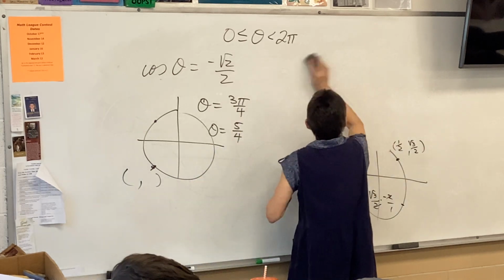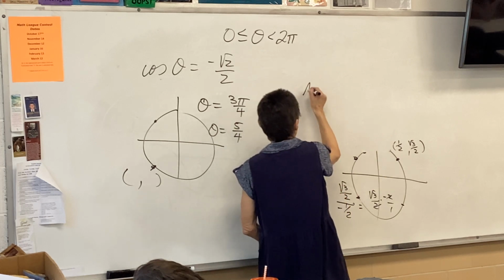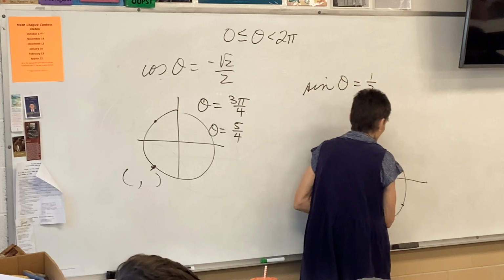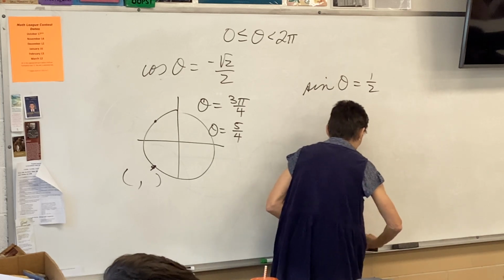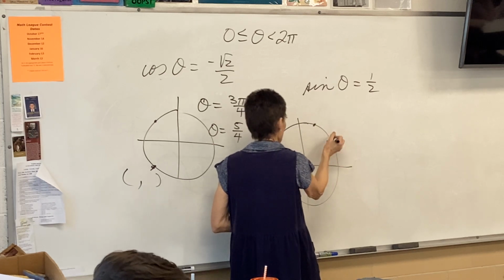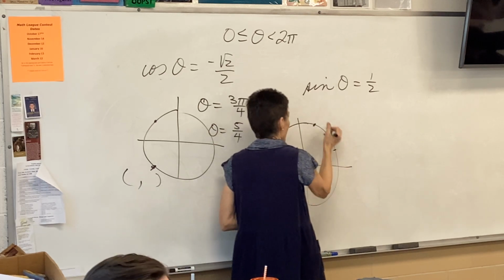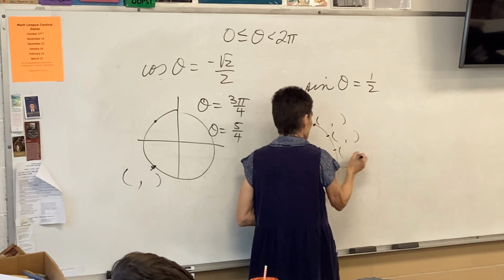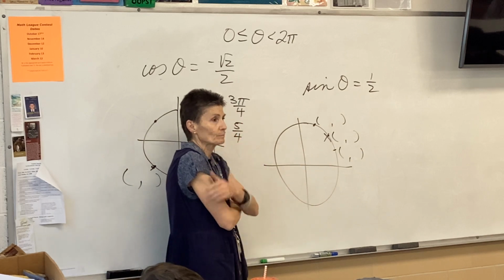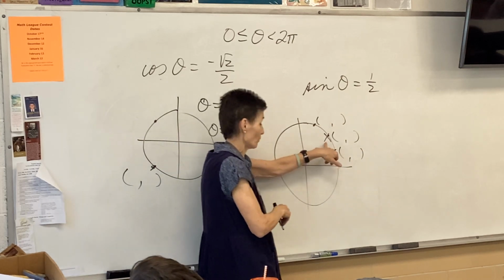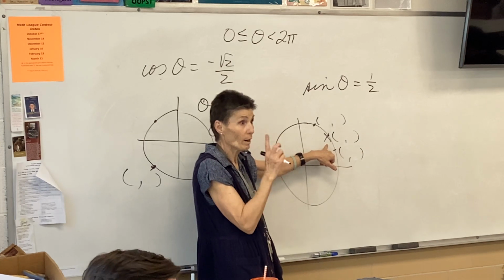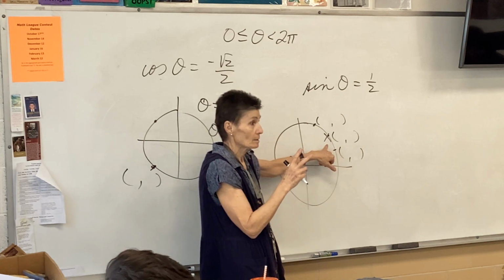Okay, let's try this one. Sine theta equals 1/2. Think about your circle. Which point has the y coordinate being 1/2? Well, I know it's not this one, right? It's not pi over 4. Pi over 4 is root 2 over 2. I need 1/2. Pi over 6.